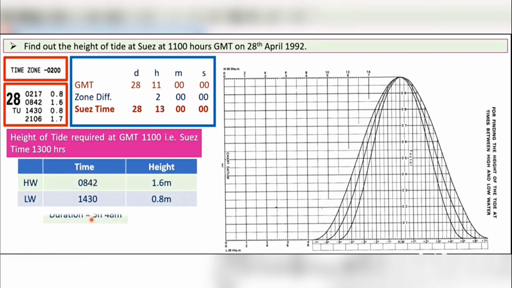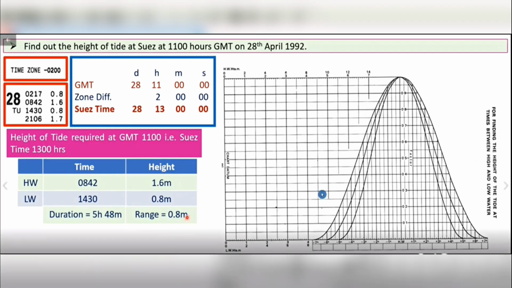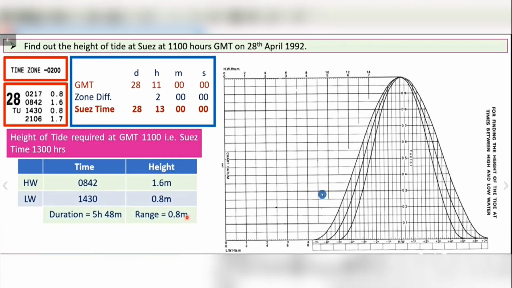From here, we can work out the duration of tide, which comes to 5 hours 48 minutes. And from here, we can work out the range of tide, which is 0.8 meters. So beta, just note these values down and work out the duration and range. Let me know if you have any doubts anywhere.